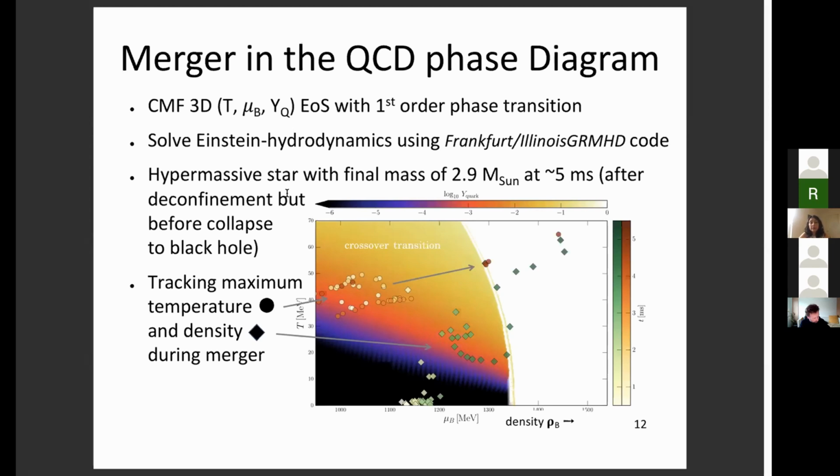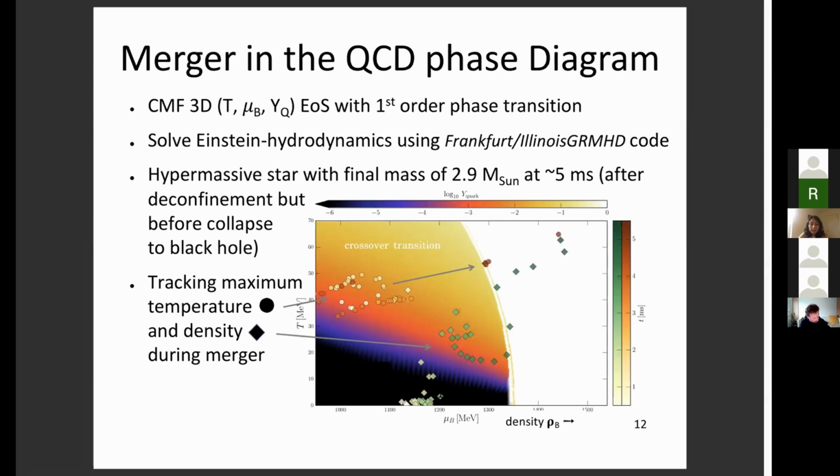And I'm looking at a specific time of 5 milliseconds, a few milliseconds after the merger, because if you wait a few more milliseconds past 5, when you get around 8, 10, this will already collapse to a black hole because neutron stars of 3 solar masses are not stable. And we know that this was the case in this merger.